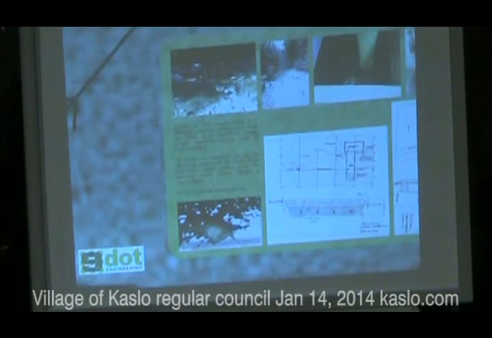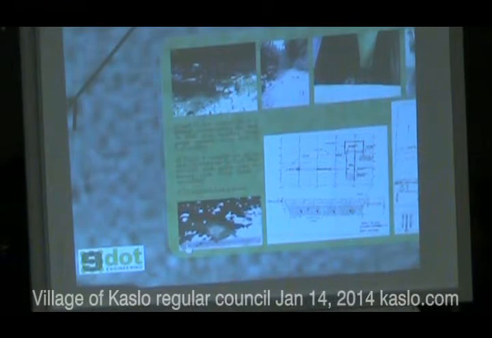This is just showing what the water looks like when it's backwashed through the Kaslo intake. It's quite brown. And it's just kind of dropped back into the creek. That's the river.